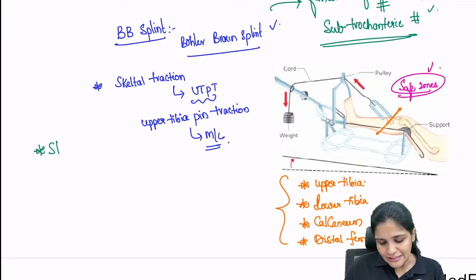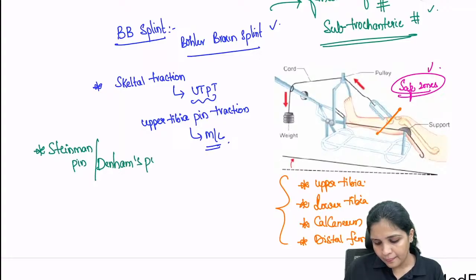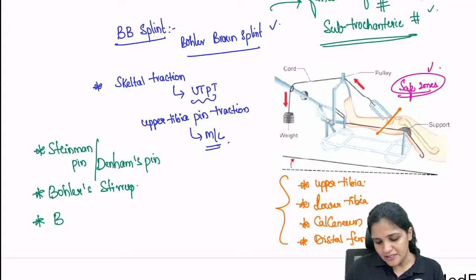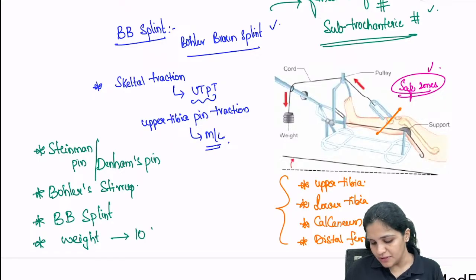You need a Steinmann pin or a Denham's pin. You need a stirrup, which is also called the Bohler's stirrup. And then you need the BB splint, and then you need the weights. These are the things which you need. How much is the weight? You can go up to 10% of the body weight.